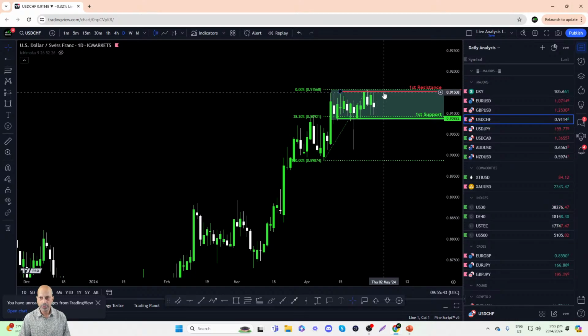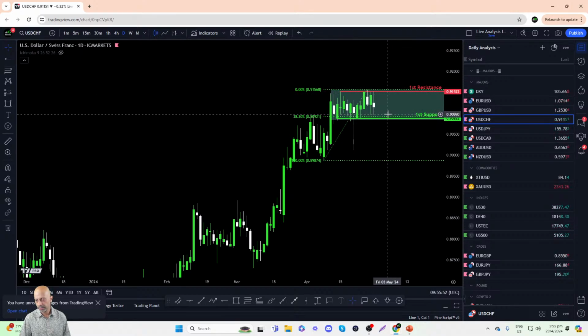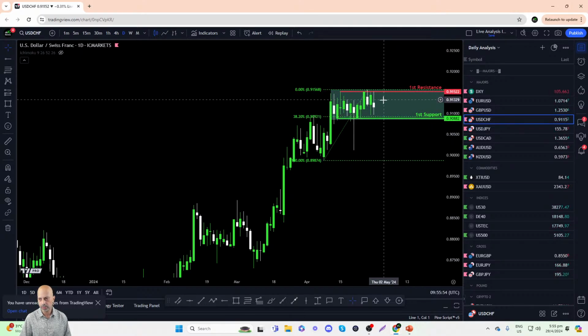Similarly, after price has reacted off the first resistance and starts to drop lower, you'll be looking to short the dollar franc off the first resistance and targeting the first support as a potential take profit zone. So this is how we could potentially play the range for dollar franc.